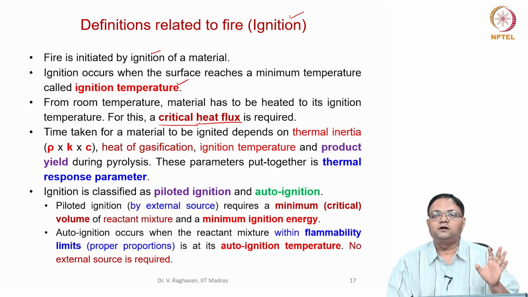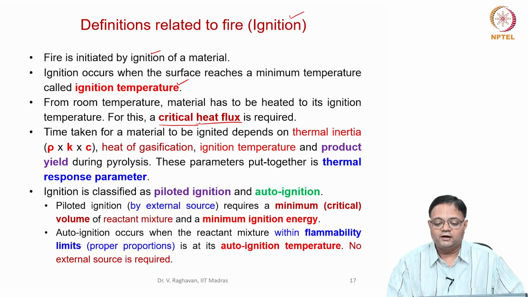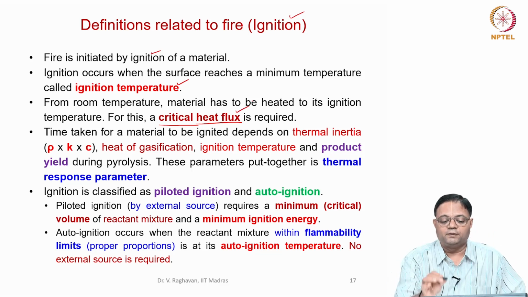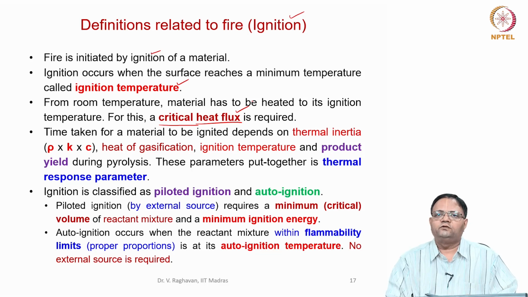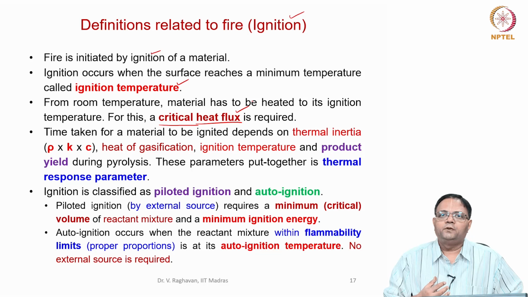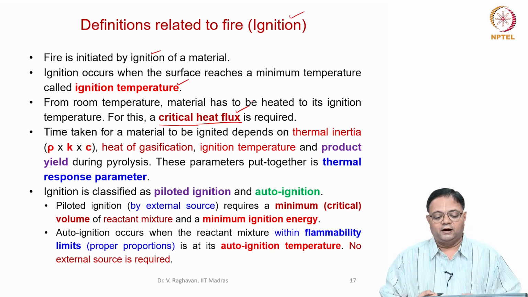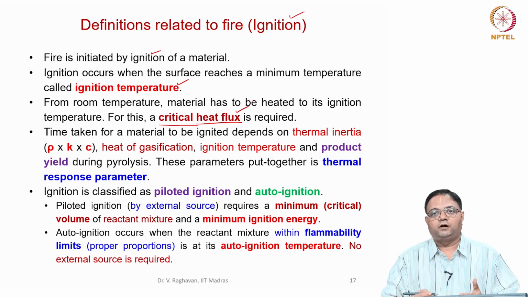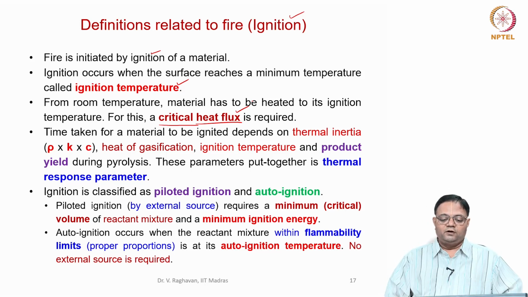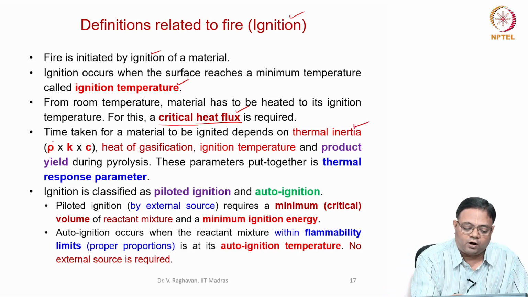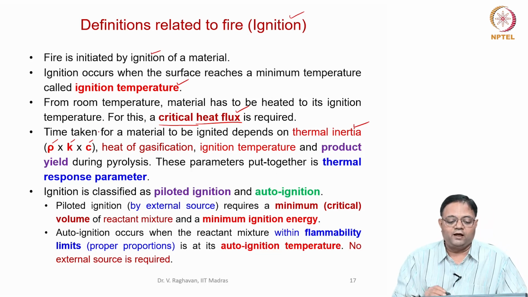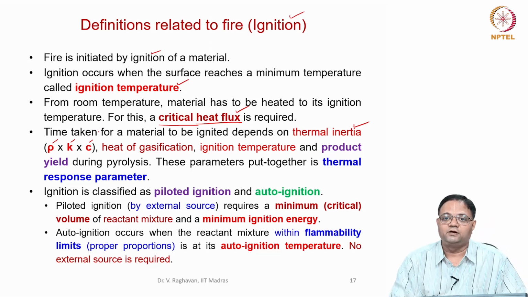So another important definition or parameter is critical heat flux. Ignition temperature, critical heat flux. Now, okay, you have a critical heat flux. This is a property. Yes, the critical heat flux and ignition temperature are properties which are dependent on a few more properties, which is defined as thermal inertia. We have already seen that product of density, thermal conductivity and C, rho Kc. This product is called thermal inertia.